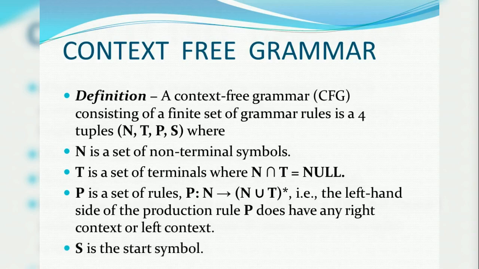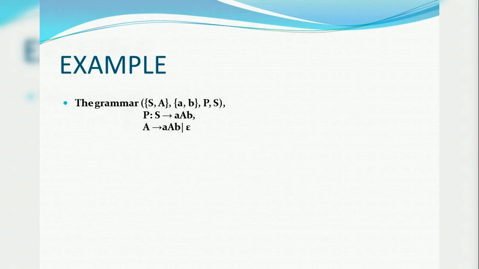Examples of N are capital A, capital B, capital S, etc. An example of T is small a, etc. In formal language theory, a context-free language is a language generated by some CFG.